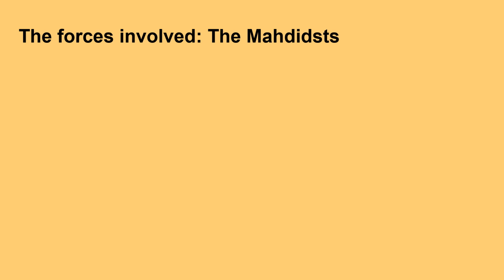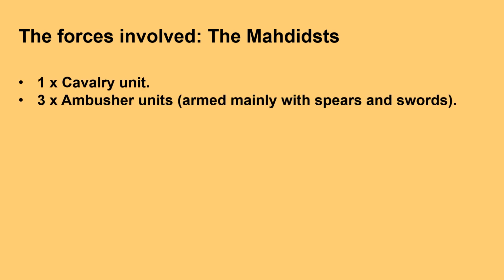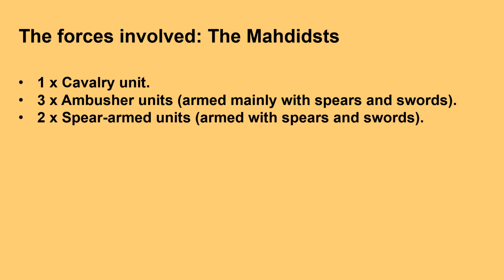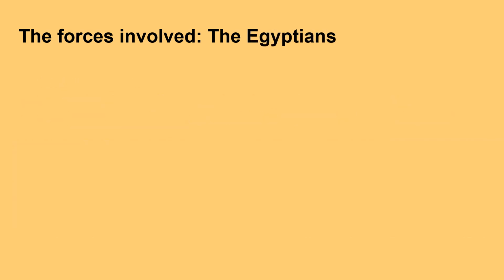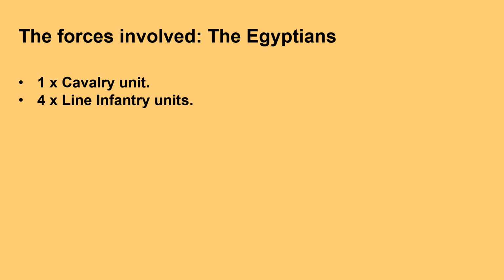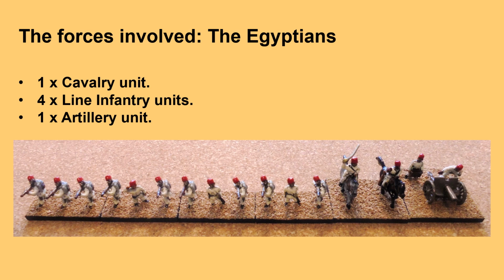Now, in my battle, the Mahdists had a cavalry unit, 3 ambusher infantry units, and 2 spear-armed units. And here you can see them depicted. To face them, the Egyptians had a cavalry unit, 4 line infantry units, and an artillery unit. And again, you can see them displayed below.